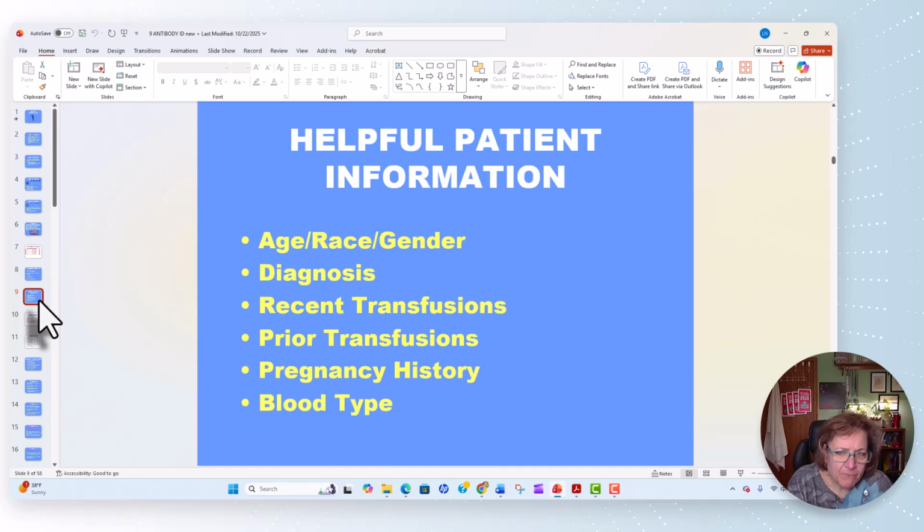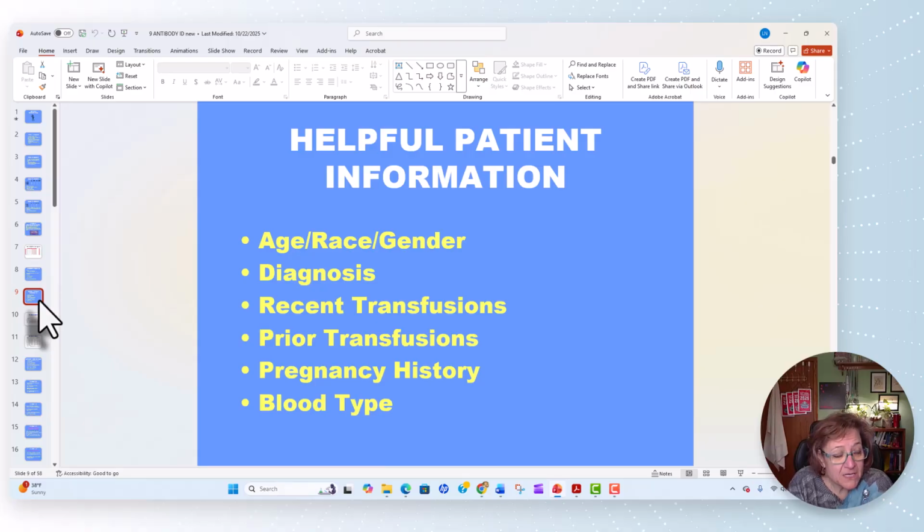So some helpful patient information when you're working on antibody ID. Age, race, and gender are always helpful. If they're older, antibodies may not be as strong. You may have some issues where it doesn't quite work out right. Gender, have they had babies? The other thing with age, pre-Korean War, we did not give D-typed matched blood. So we have a lot of people with anti-D from the Korean War and before.